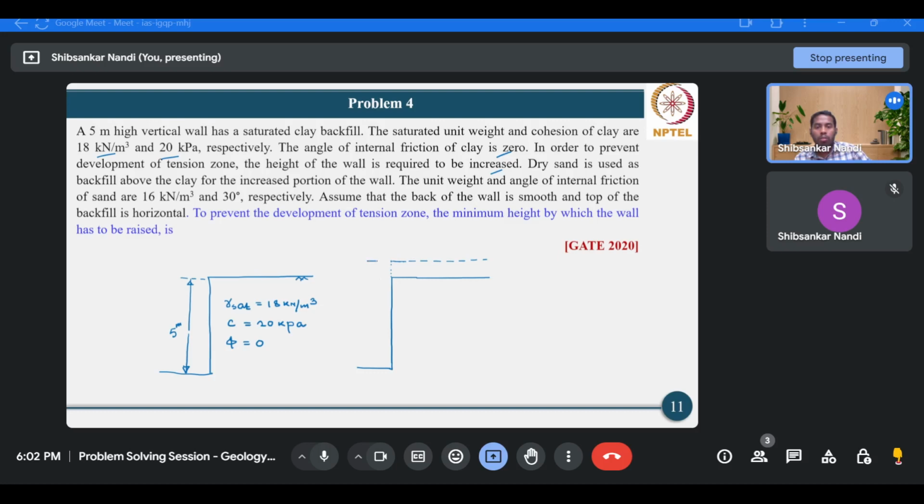So suppose this is your H and this is your sand. Now what are the properties of this sand? Gamma is 16 kN per meter cube and phi value is 30. And this is the saturated.